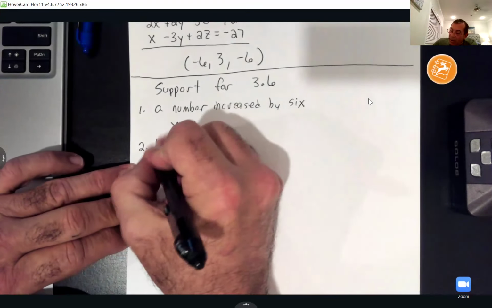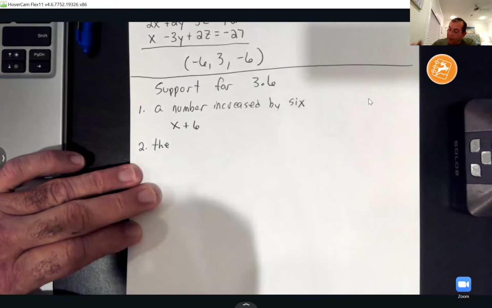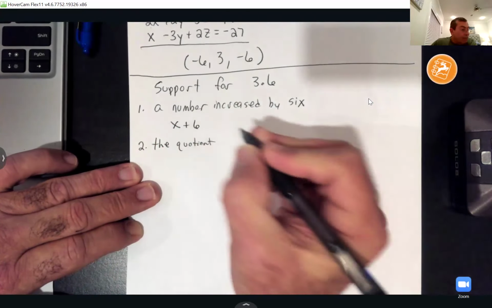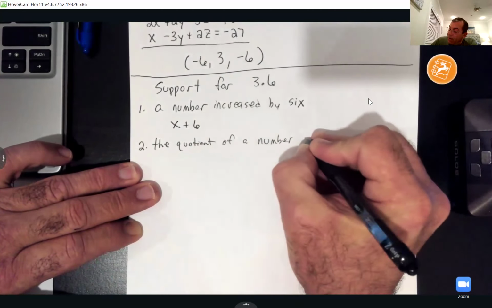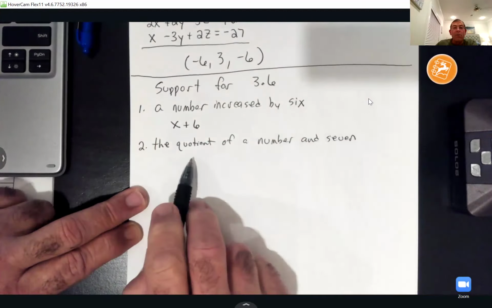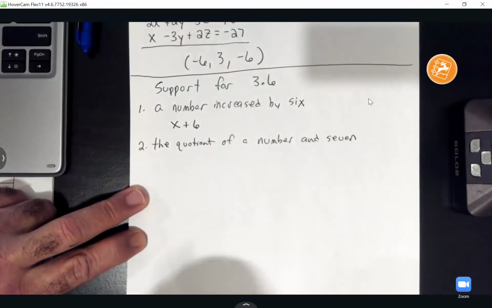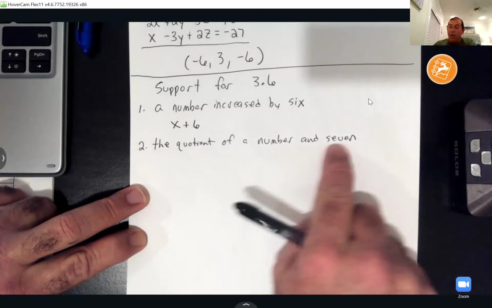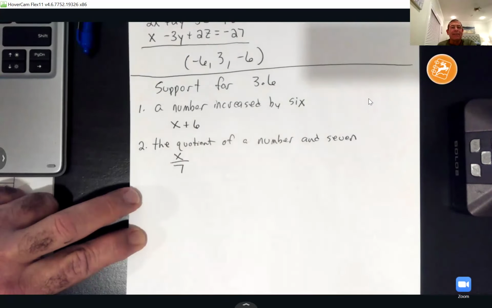What about, and this is just getting you used to words like increased and stuff like that. Here's one that says the quotient of a number and 7. Well, what's quotient mean? Divide. So if I got the quotient of a number and 7, that's just going to be X divided by 7.